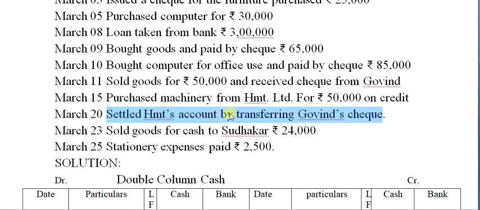Here, settled HMT's account by transferring Govind's check. How much have we received in Govind's check? Amount of rupees 50,000. This 50,000 we are transferring to which account? To the HMT's account. So automatically our bank balance reduces. So it should be taken under the credit side.